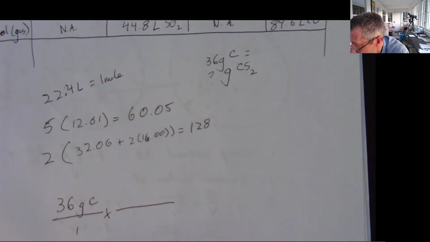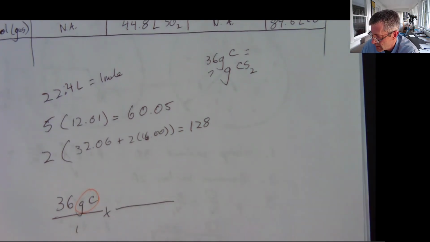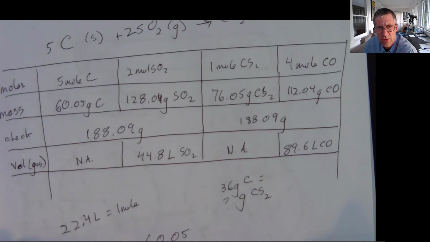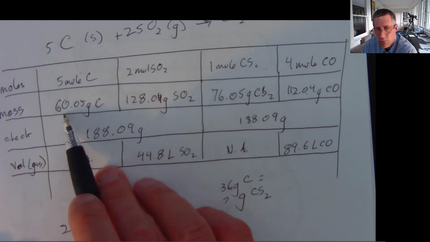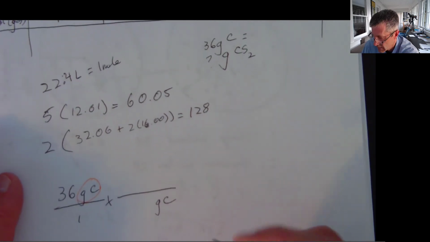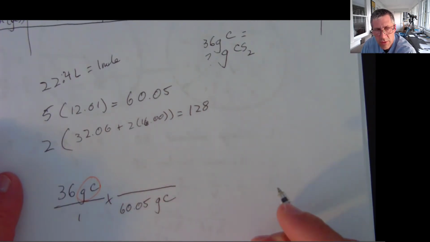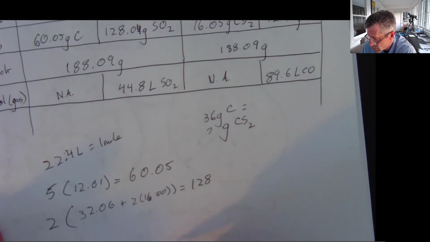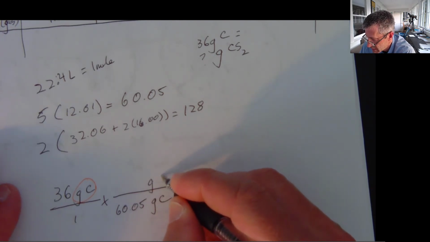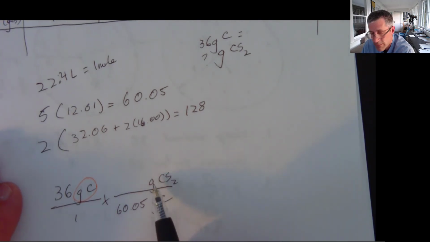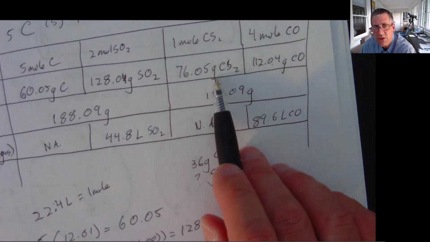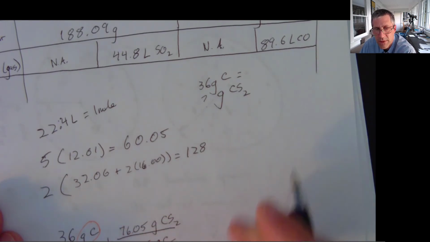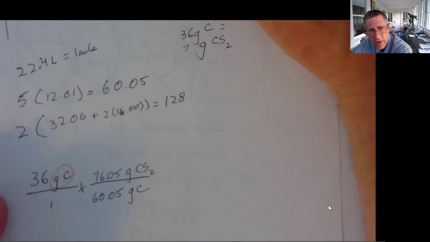So I'm going to find on my table my grams of carbon, and I'm going to put that down here, because that's what I'm starting with. Here it is, 60.05 grams of carbon. Now on the top, I want to get to grams of CS2. So I'm going to find grams of CS2 on my table, and that's here: 76.05. And now I get my calculator out and I can do my answer.